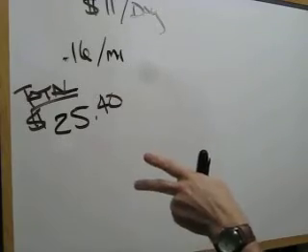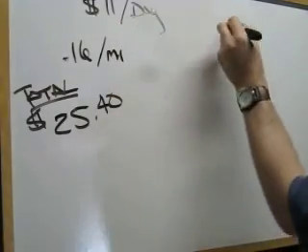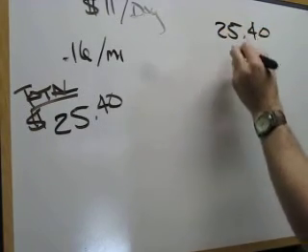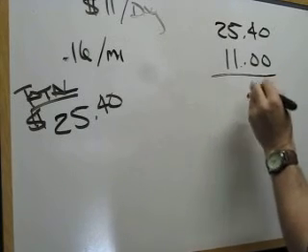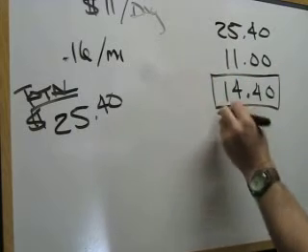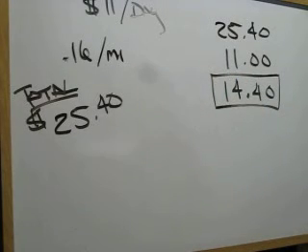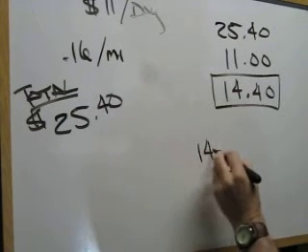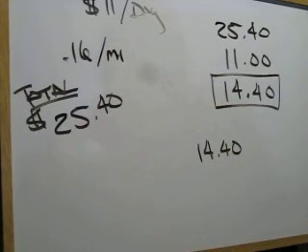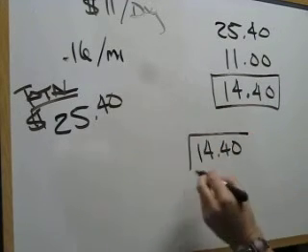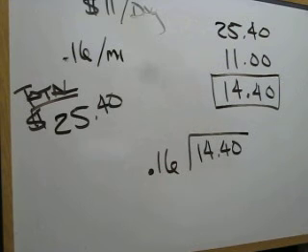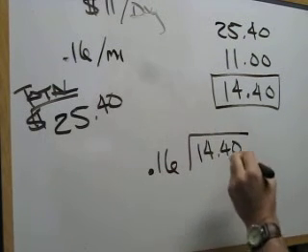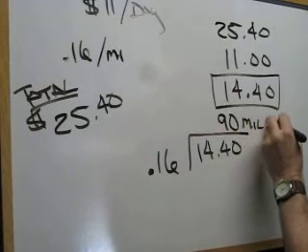Well, regardless of how many miles I drive, I'm paying $11 a day. So out of that $25.40, $11 of that is coming off the top. So that means that I actually paid $14.40 for the mileage. So if I take $14.40 and I divide that by how many dollars it was per mile, I'll find out how many total miles I drove. And in this case, we end up with 90 miles.